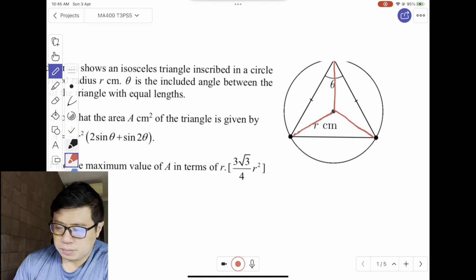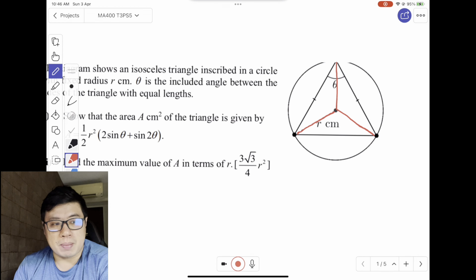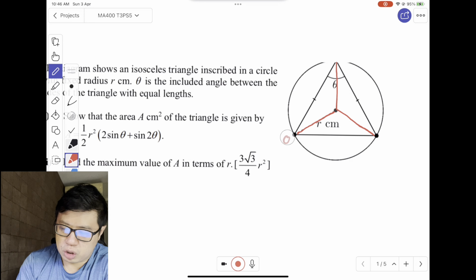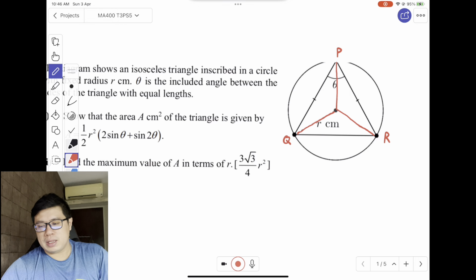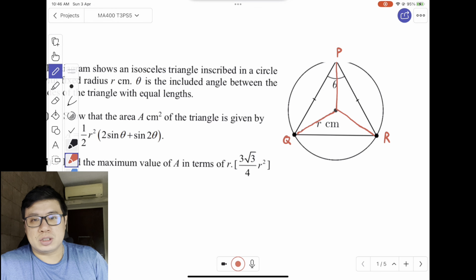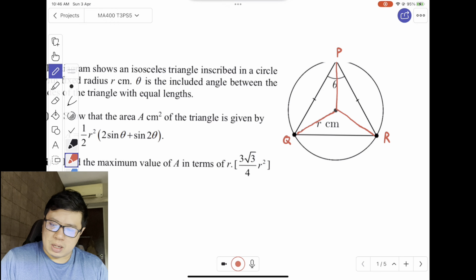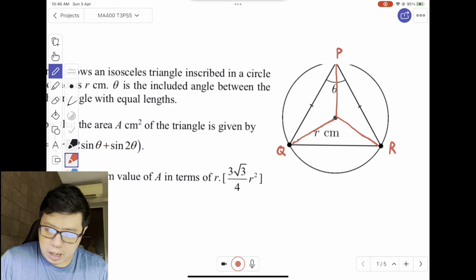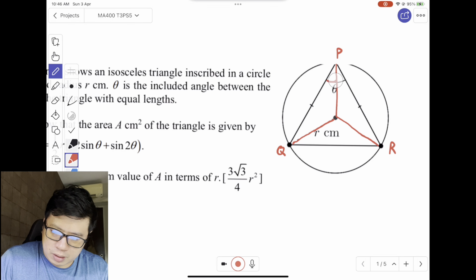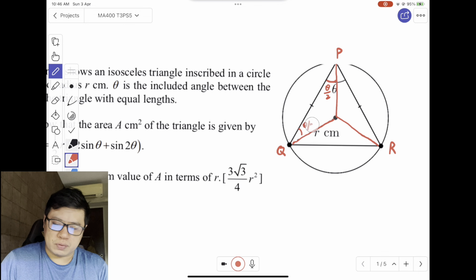For easy naming purposes, let me maybe call this Q, P, and R. If you don't want to do that, it's fine. The main thing is you are able to identify the triangles correctly. So if you look at this, because this is theta and we are bisecting this into 2, this angle here, I can say that it is theta over 2. Similarly on this side, this is also theta over 2.